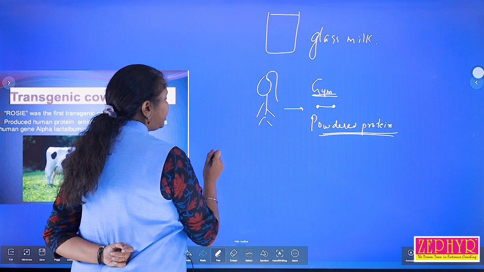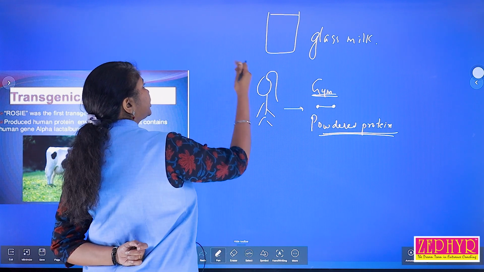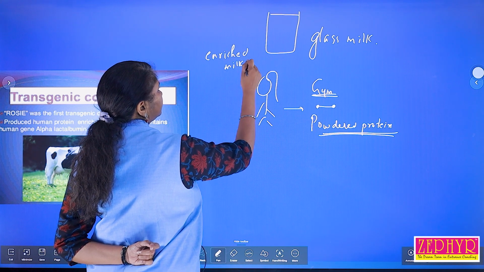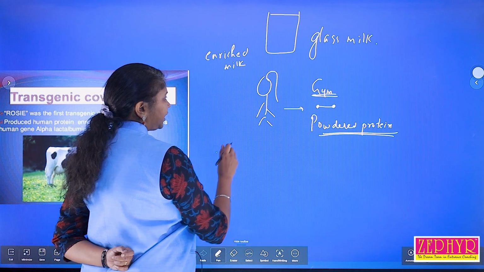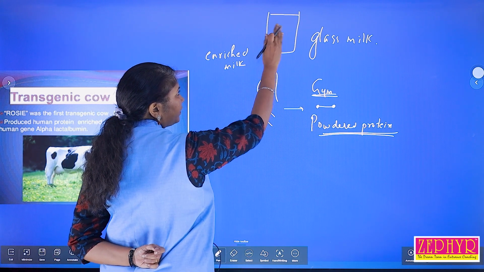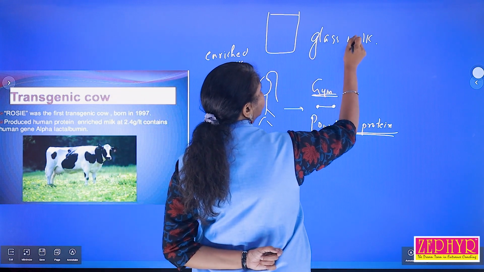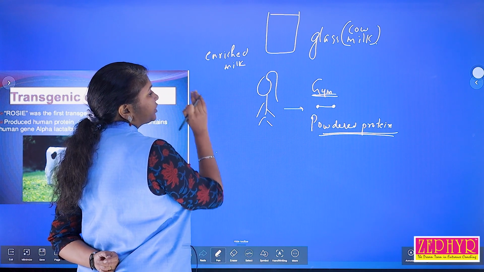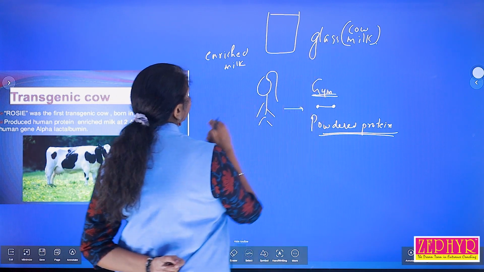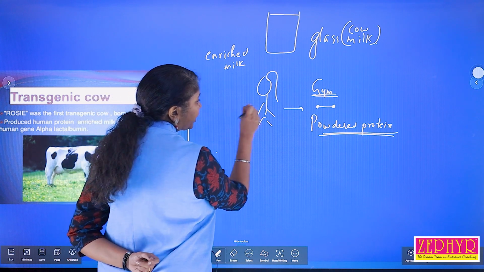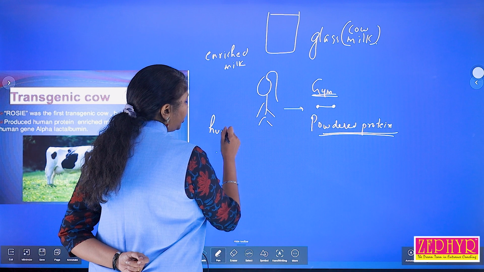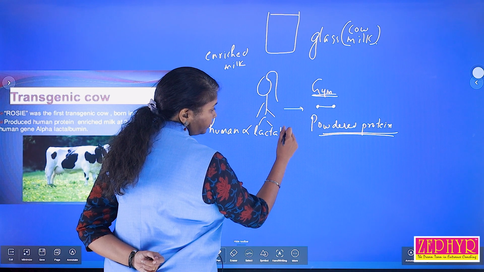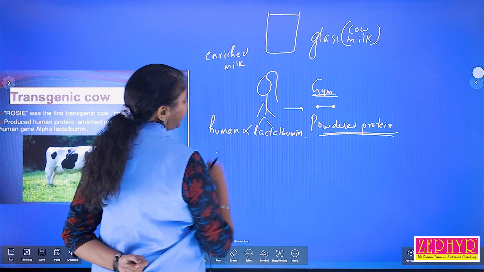Very simple. You have to take the milk from it and make it an enriched milk. How do I make this milk enriched? I don't get the protein which is essential for me from the cow milk. So how do I make it enriched milk? What is the protein that I'm looking forward to? I'm looking forward to human alpha lactalbumin. Now this is the protein that I'm looking forward to.